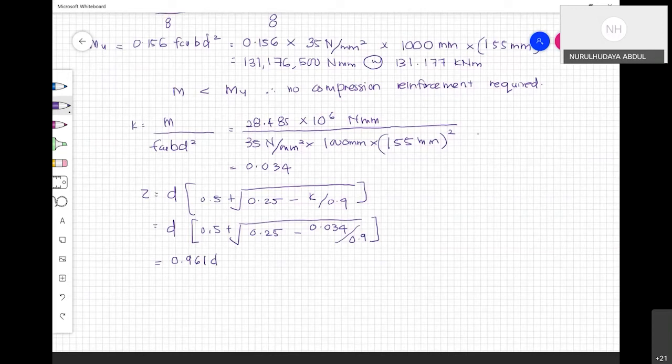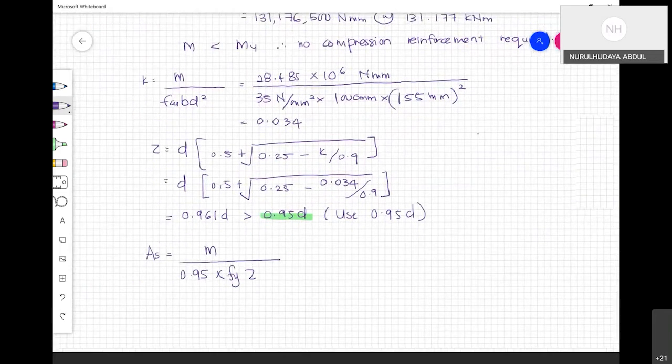And when we check it, this value is bigger than 0.95D. So when you going to calculate for AS, kita akan ambil value ini. Okay, jadi kita akan pakai, use 0.95D. Kita akan pakai value 0.95 sebab value 0.961D ni lebih besar pada 0.95D. Jadi when we calculate for AS, 0.95 FYZ. I terletak darab kat situ, letaklah dia sama je.